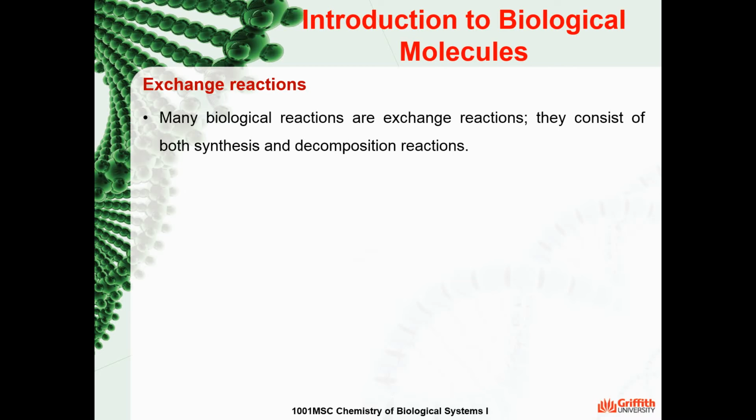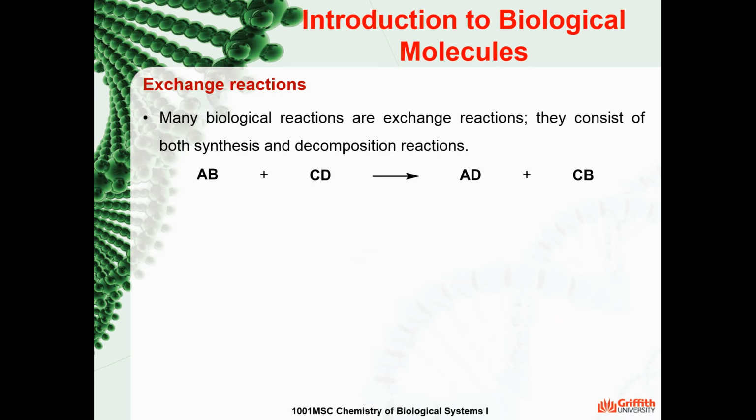Many biological reactions are exchange reactions. They consist of both synthesis and decomposition. So when we have multiple atoms in the reactants, the atoms rearrange, similar to changing partners in dancing, to produce new products. For instance, if the reaction starts with AB plus CD, they swap and the result is AD and CB. Notice that the anion from the first molecule will exchange position with the anion from the second molecule.